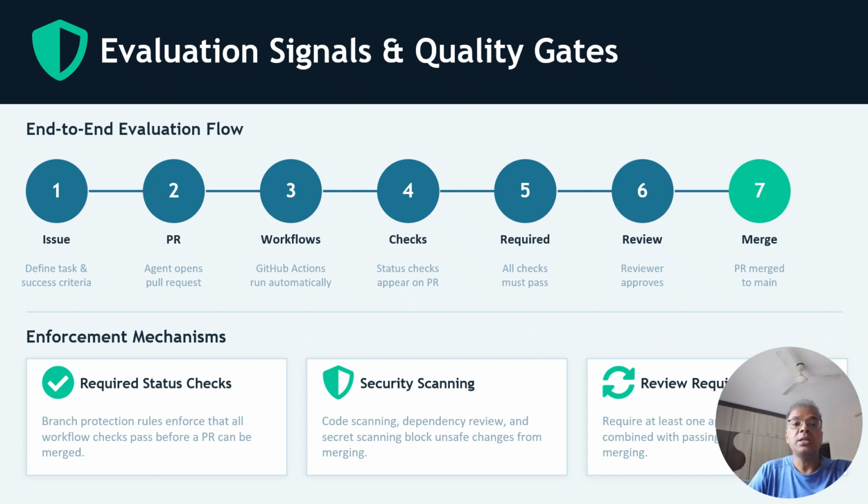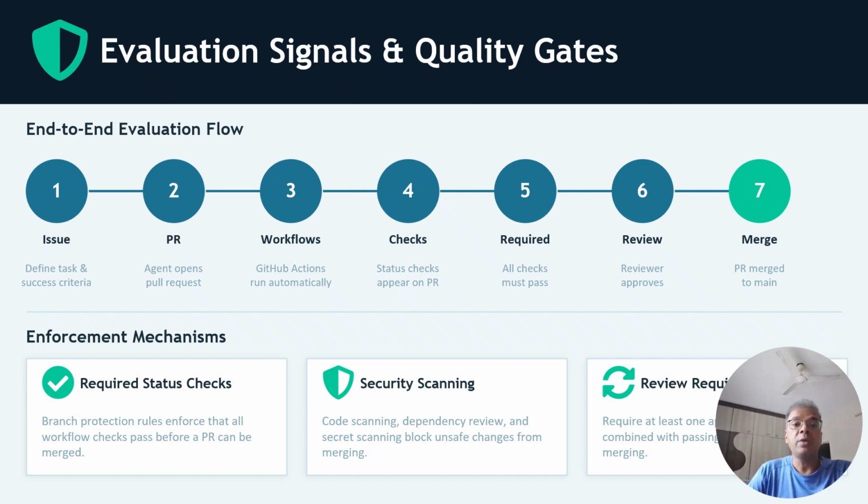Each step is a gate, and required status checks are the backbone. Branch protection rules prevent any merge unless all workflow checks are green. The agent cannot bypass this. On top of it, we have security scanning, which adds another automated layer. Code scanning, dependency review, and secret scanning block unsafe changes without any manual intervention needed.